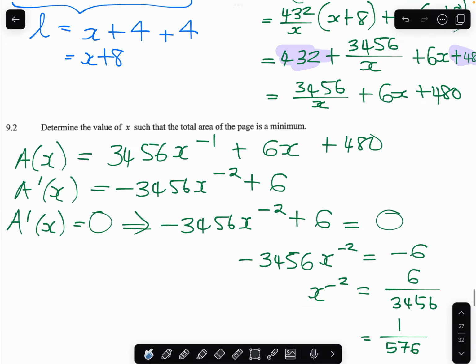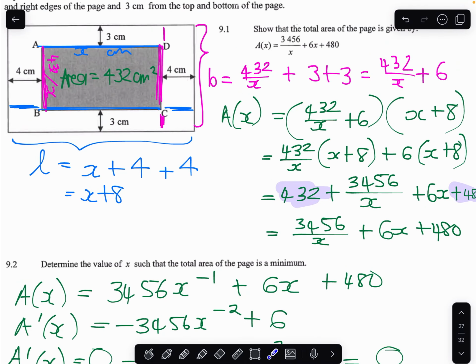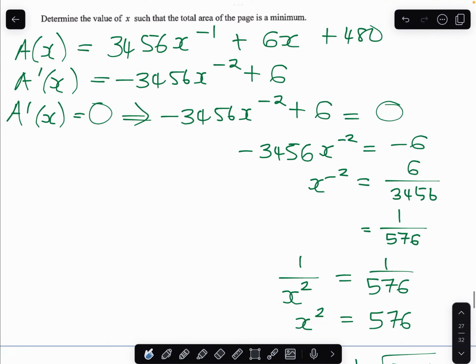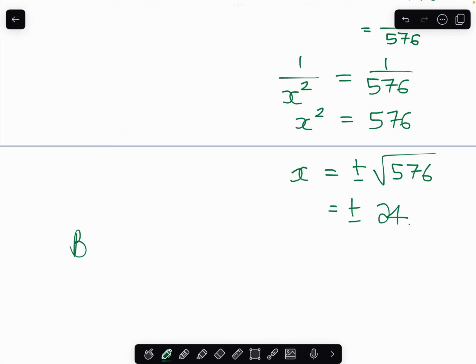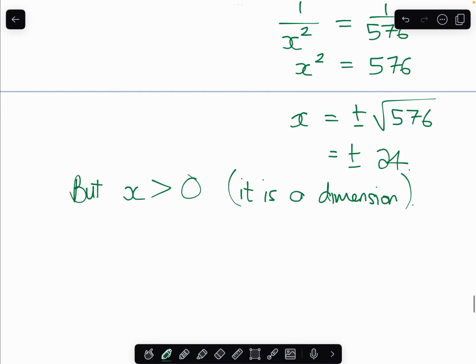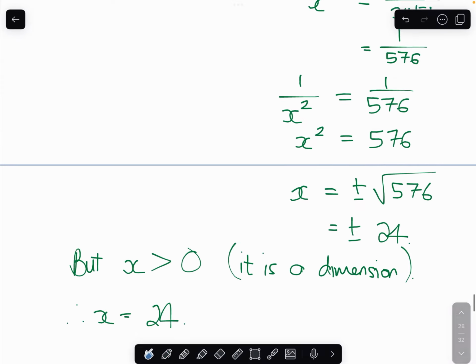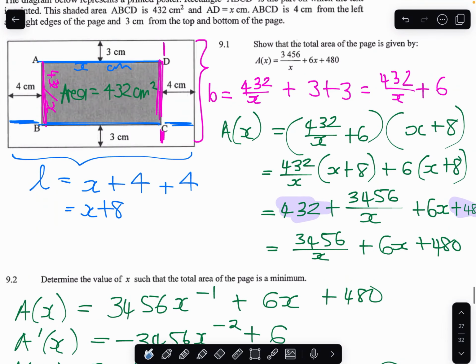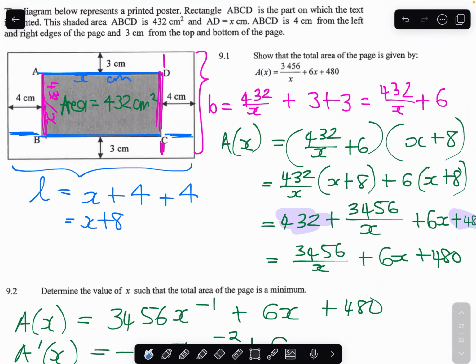But remember that x is a dimension for this rectangle. So x is some number that is greater than 0, right? Because it is a dimension, it's a measurement, it's a length. So therefore x must be 24, right? So that would be the length that optimizes the area of this whole poster.